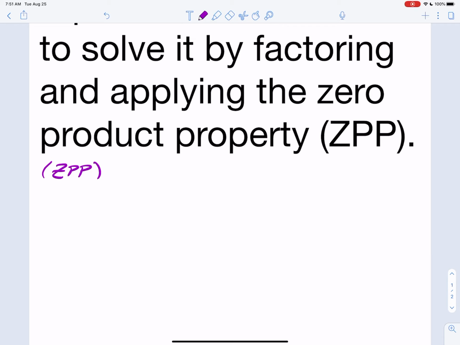So imagine you had two different numbers here, okay? Something times something else. We call those factors, right? For instance, 4 times 5 is 20, right? 3 times negative 2 is negative 6.